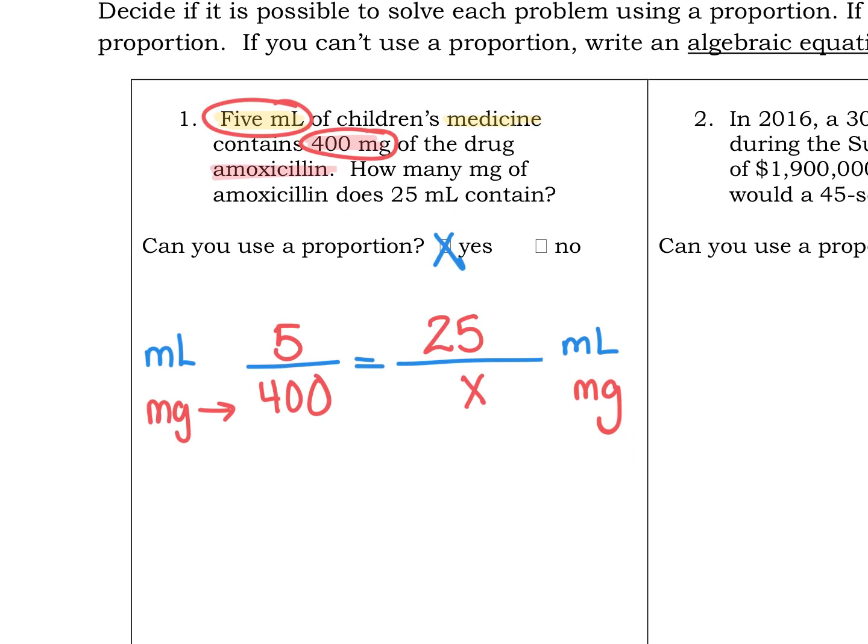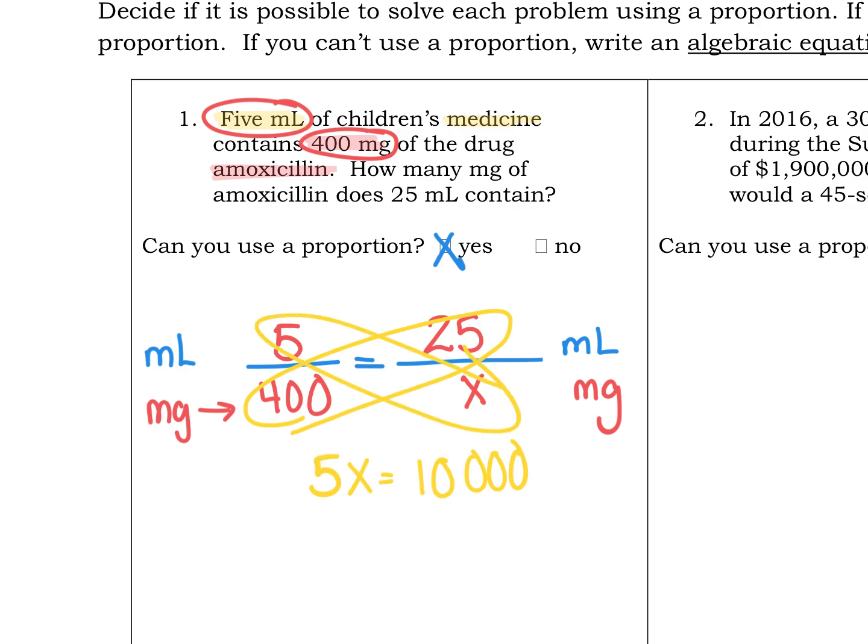And now I think you know how to solve this. You're going to do your cross product. And I get 5x equals 10,000. There's a simple one-step equation, which I solve for x by dividing by 5. And I get 2,000. And I absolutely need a label on this. This would be 2,000 milligrams, and I'm going to do even better than that. This was of the drug amoxicillin.